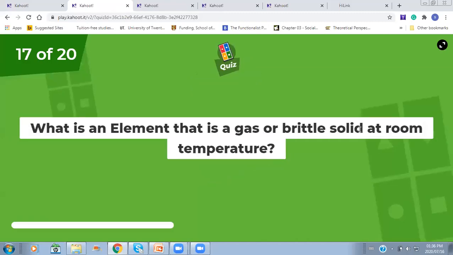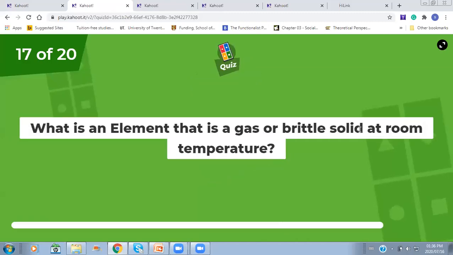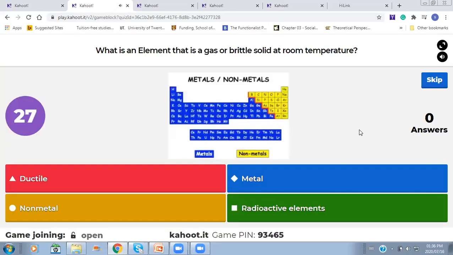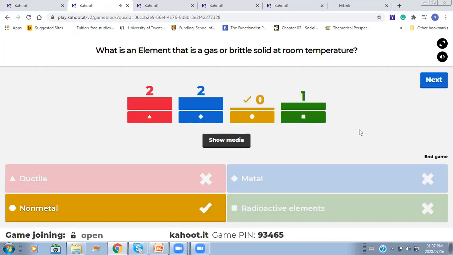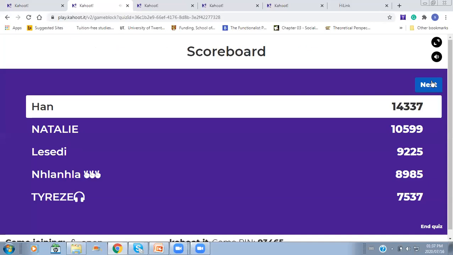Let's go on. What is an element that is a gas or brittle solid at room temperature? What is it? All right, the answer is non-metal. Okay, let's go on.